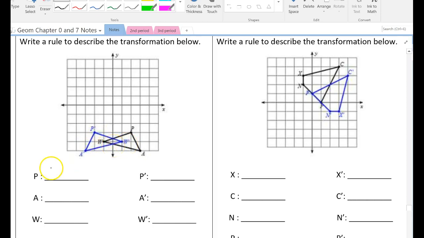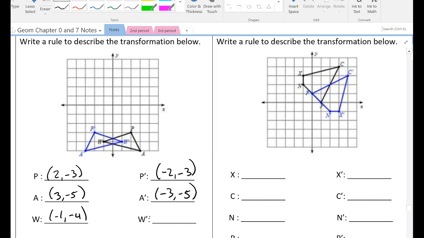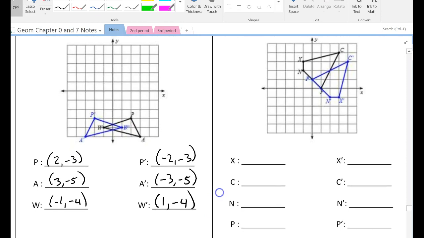So P is going to be 2, -3, and A is going to be 3, -5, and then W is going to be -1, -4. Let's go ahead and do the same thing for P prime, A prime, and W prime. So P prime is -2, -3, and A prime is going to be -3, -5, and W prime is going to be 1, -4.